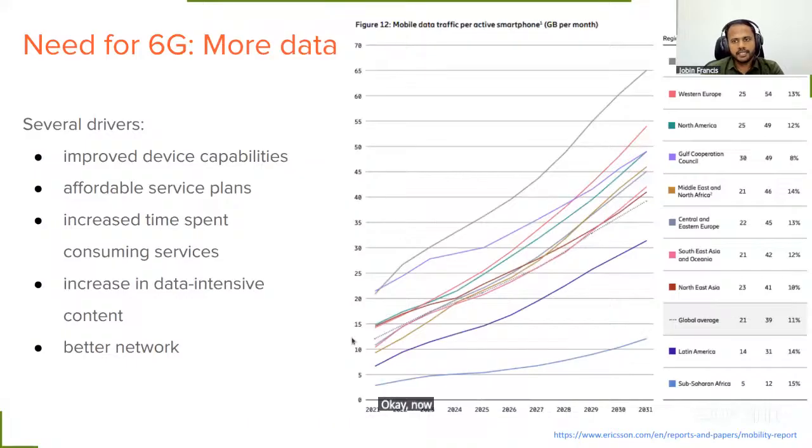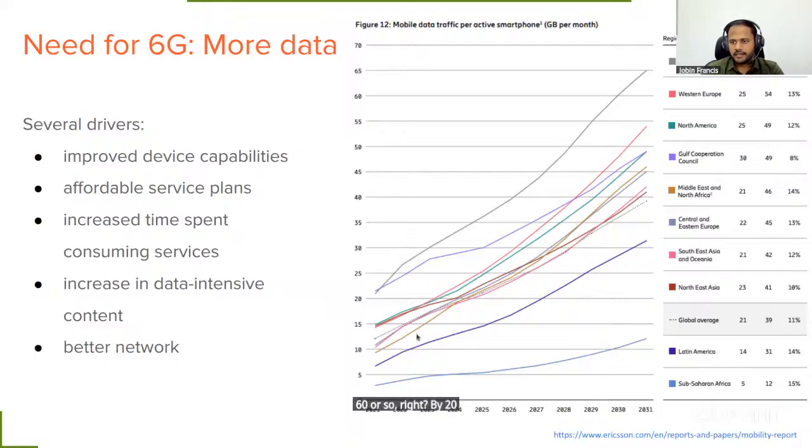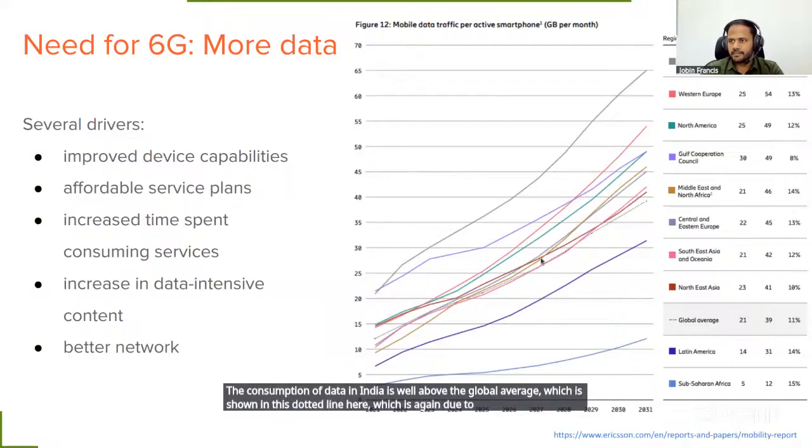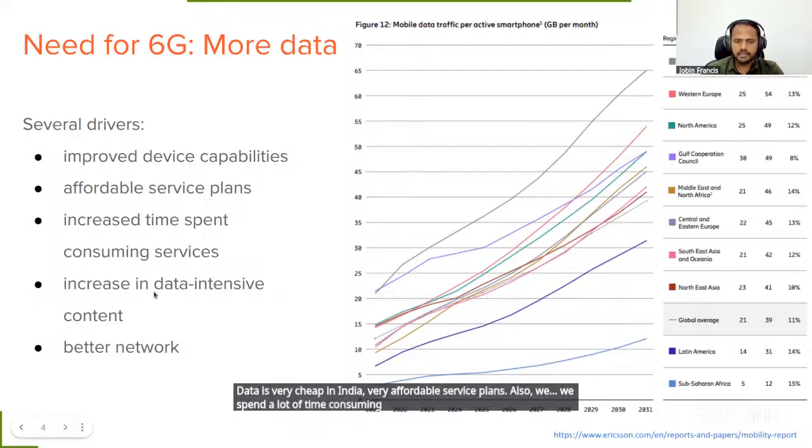Now, looking at the region-wise growth, you can also see that the growth is going to be strong around the Asia Pacific region. For India, if you see this projected growth, the monthly consumption is somewhere around 30 GB per month now, which is possibly going to go up to 60 or so by 2030. The consumption of data in India is well above the global average, which is shown in this dotted line here, which is again due to many reasons. Basically the data is very cheap in India, with very affordable service plans. Also, we spend a lot of time consuming multimedia content.